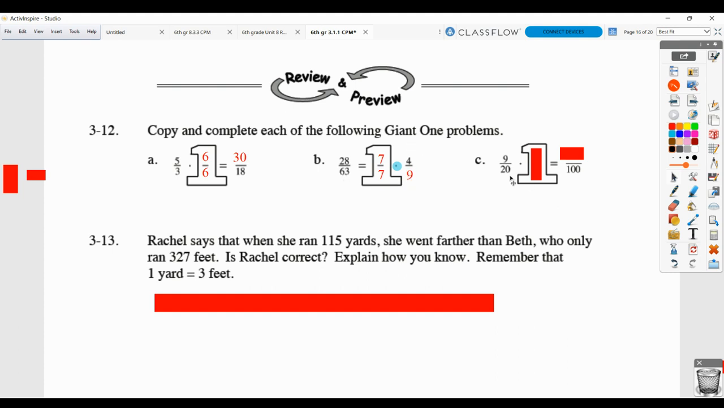Here, what are we multiplying 20 by to give us 100? That would be 5. The denominator is 5. The numerator has to be 5. Again, that's what creates the giant 1. 9 times 5 gives us a missing value of 45.